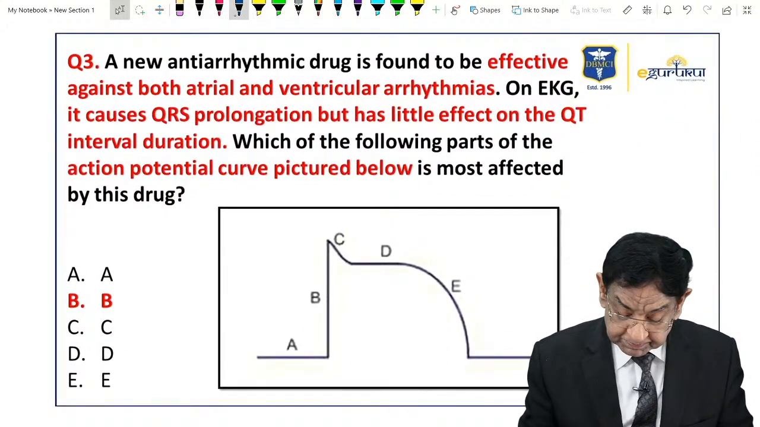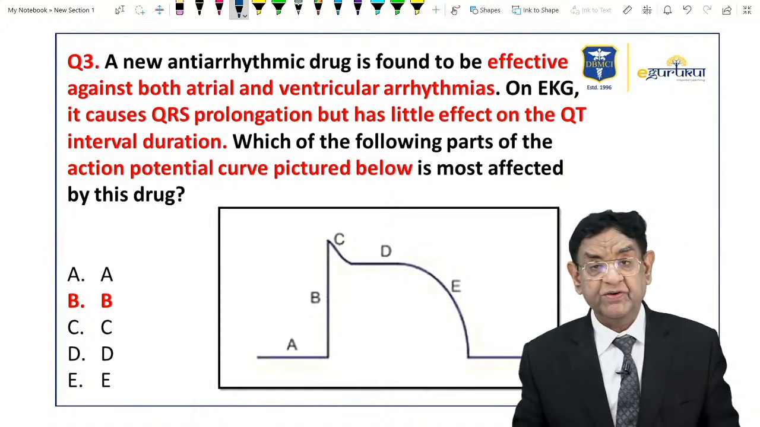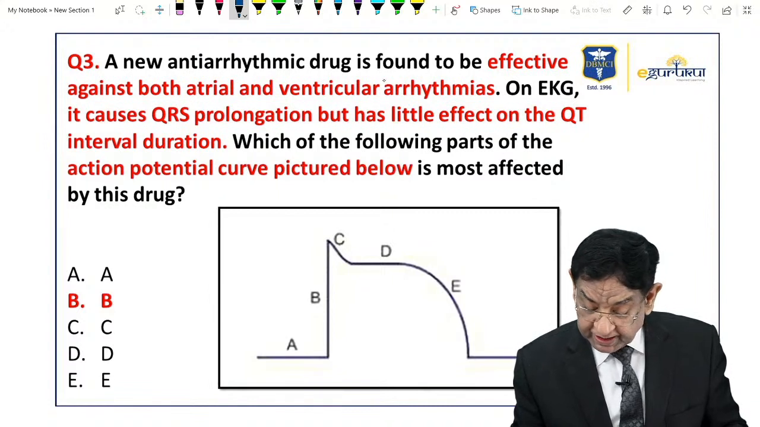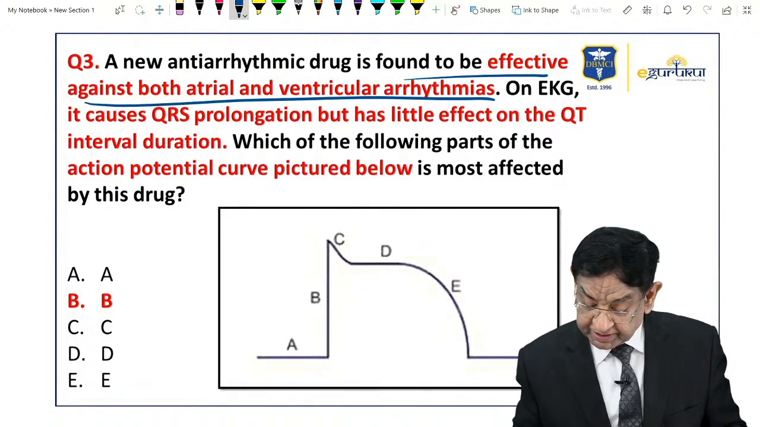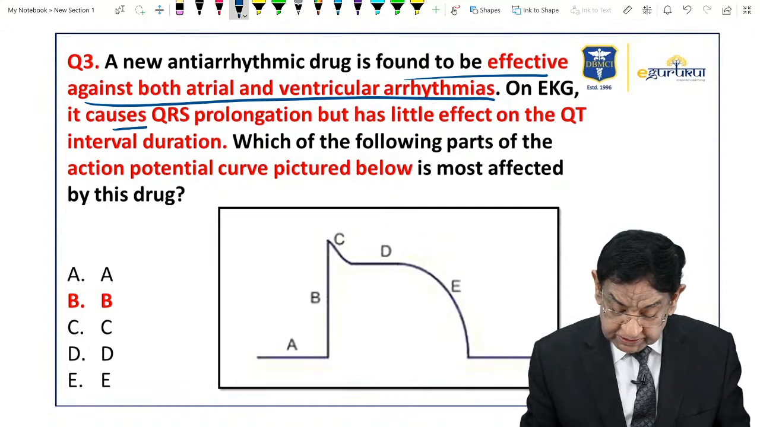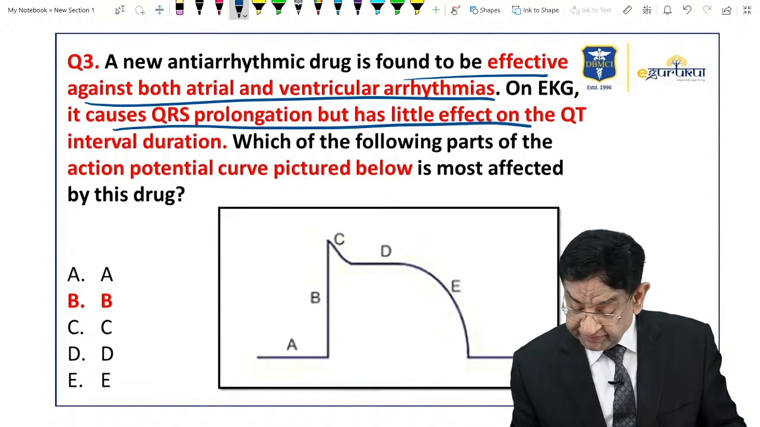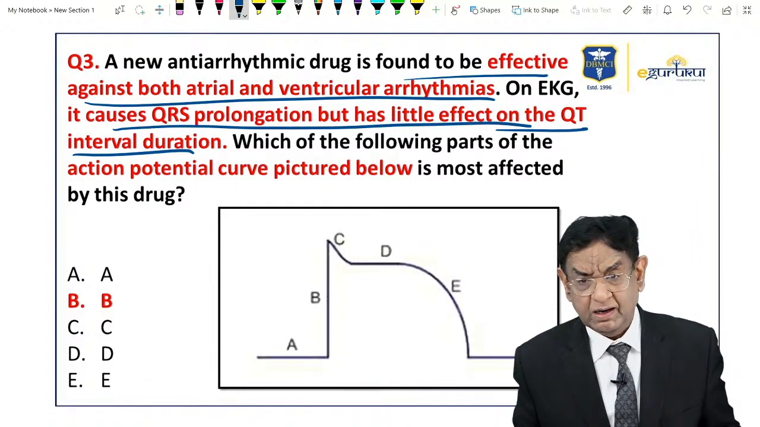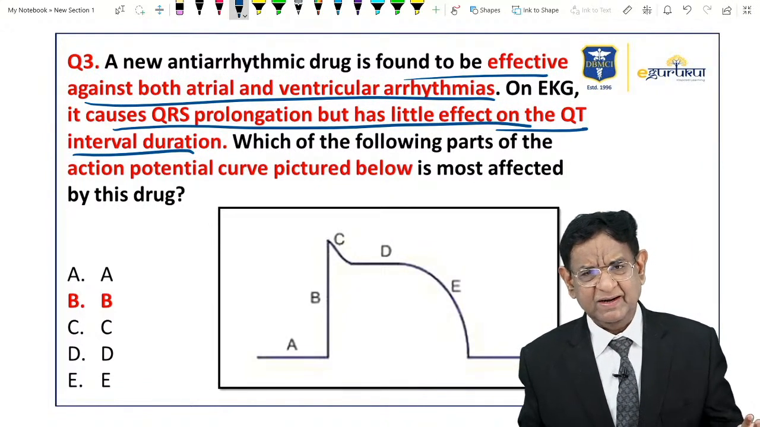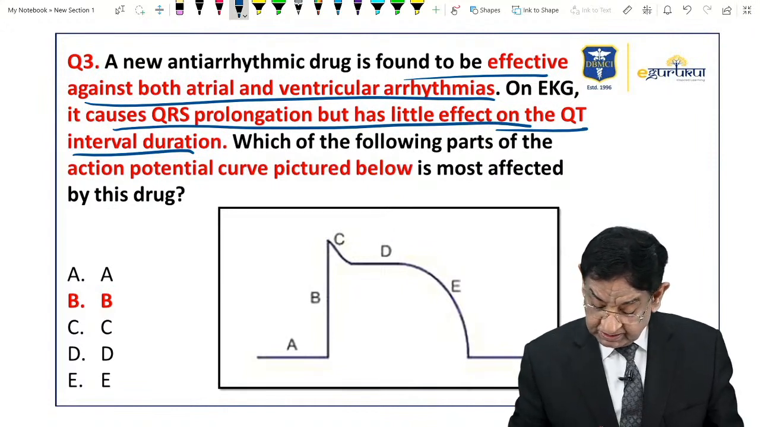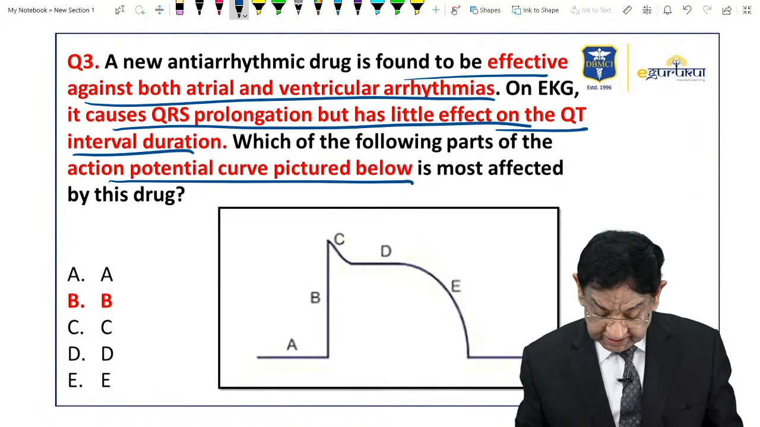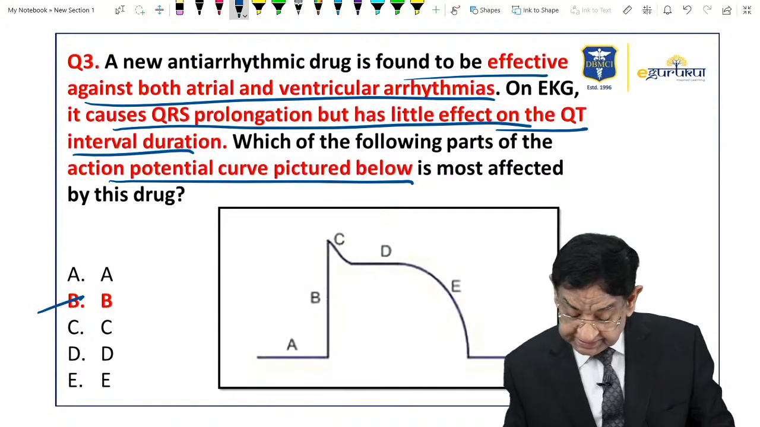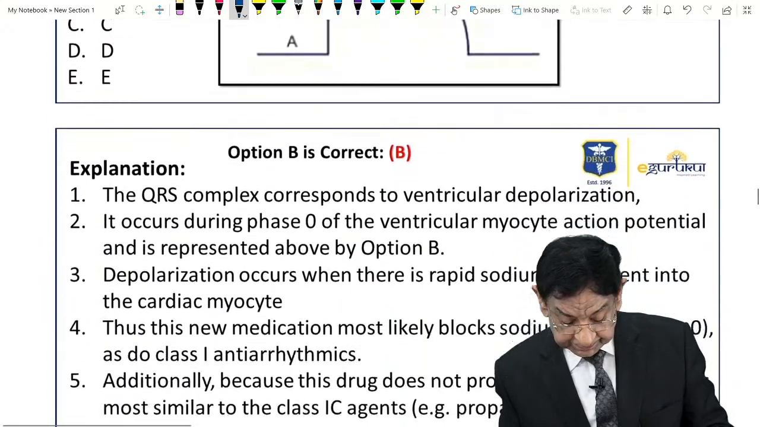Now the question is very easy for you. We have a drug effective in both atrial and ventricular arrhythmias. QRS complex prolonged, but less effect on the QT interval duration. QT interval not affected. Okay. Which of the following action potentials is correct? Let us see. Answer is B.